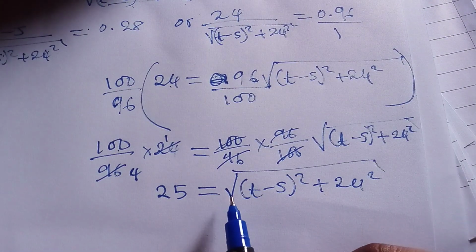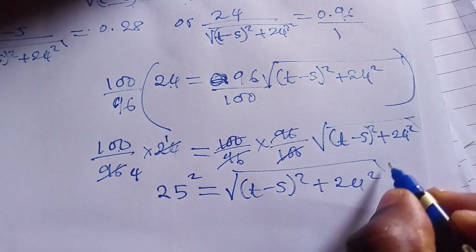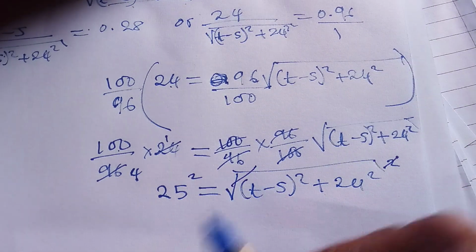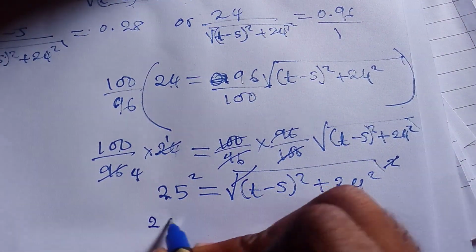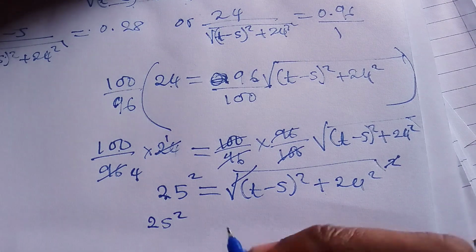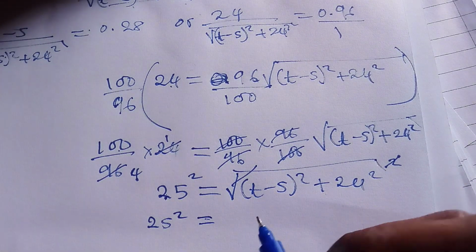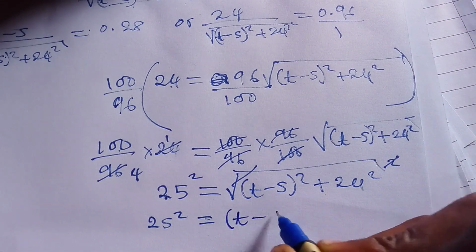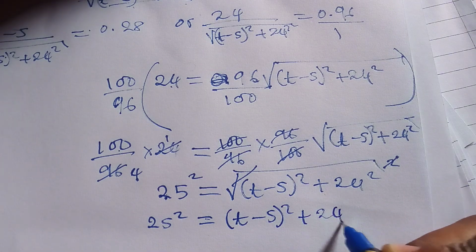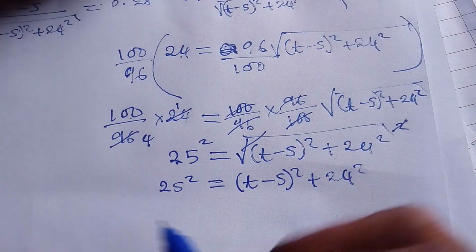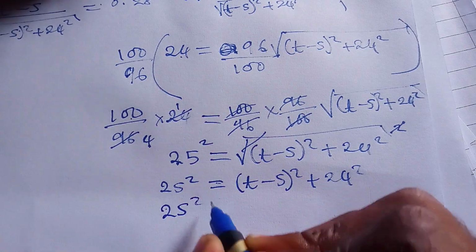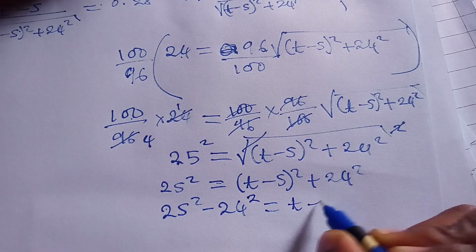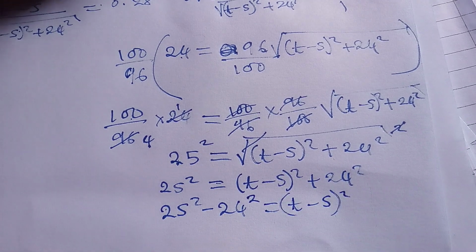So now to get rid of the square root, you have to introduce squares to both sides so that the square and the square root will go. Then you have 25 squared. I don't want to expand this because I don't want to make my numbers bigger. So this side we have this. So now I can take this one to this side, so that we have 25 squared minus 24 squared is equal to t minus 5 squared.